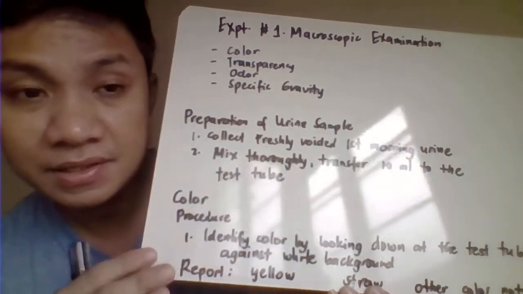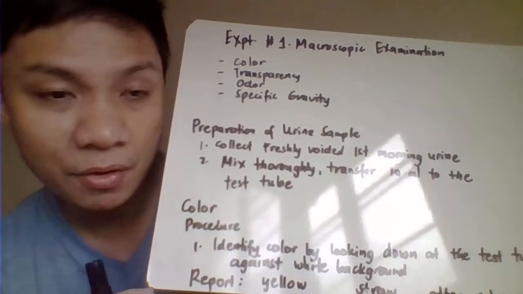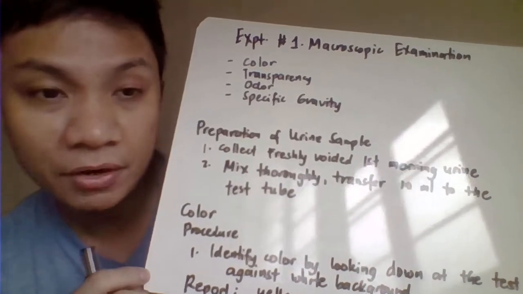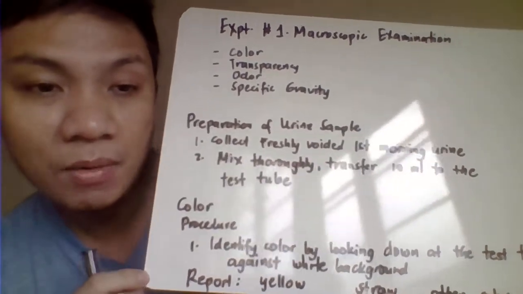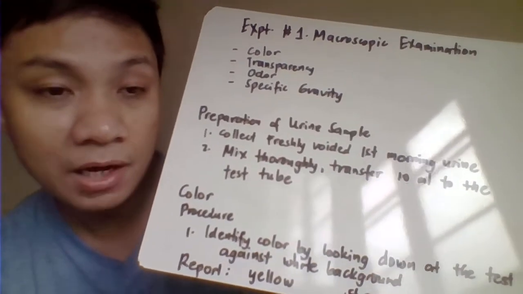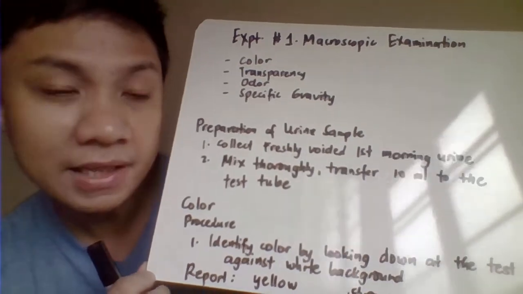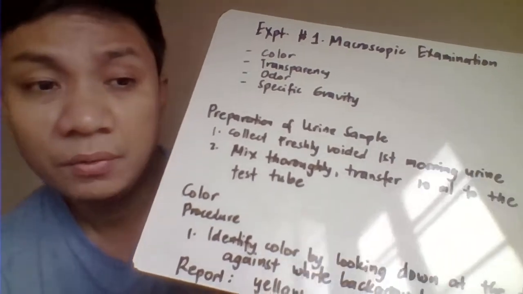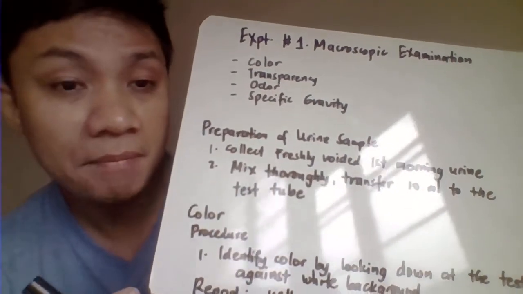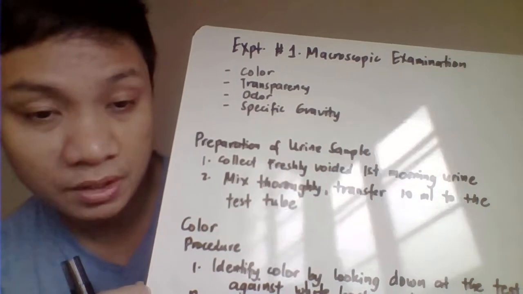Again, each of these three phases, the physical, the chemical, and the microscopic examination, should eventually be correlated with one another before we can diagnose someone to have an abnormality in the urine sample. You cannot rely on a physical examination result without correlating it with your chemical examination result and, of course, your microscopic examination.